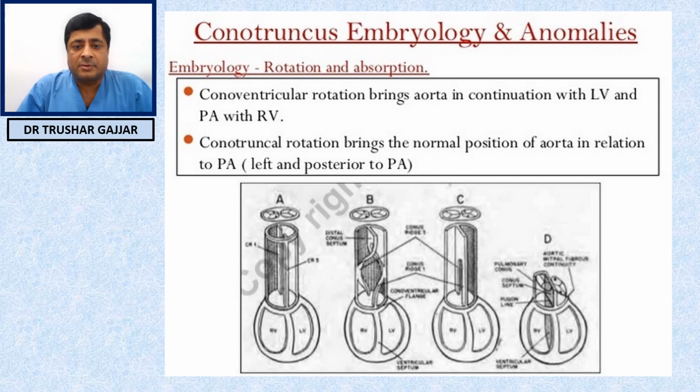Conoventricular rotation brings the aorta in continuity with the LV and the PA in continuity with the RV. Conotruncal rotation brings the normal position of the aorta in relation to the pulmonary artery, what we saw during semilunar valve development. That means the PA will be left and anterior, and the aorta will be right and posterior.